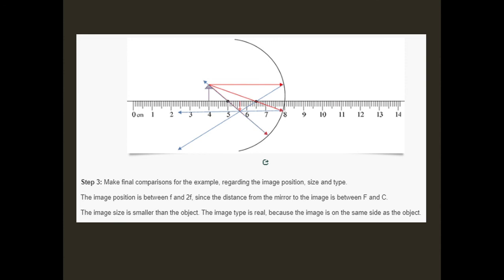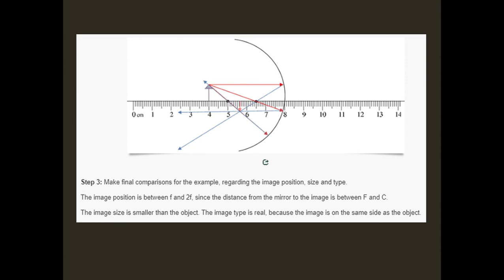So make final comparisons for the example regarding the image position, size, and type. So the image position is between F and 2F, since the distance from the mirror to the image is between F and C. Okay, so basically what it is trying to convey right here is that we have two focal points. We have F1, which is focal 1, and 2F that will be focal 2 as well. So we can find that the image position will be right between both of them. Now the image size is smaller than the object. The image type is real because the image is on the same side as the object.